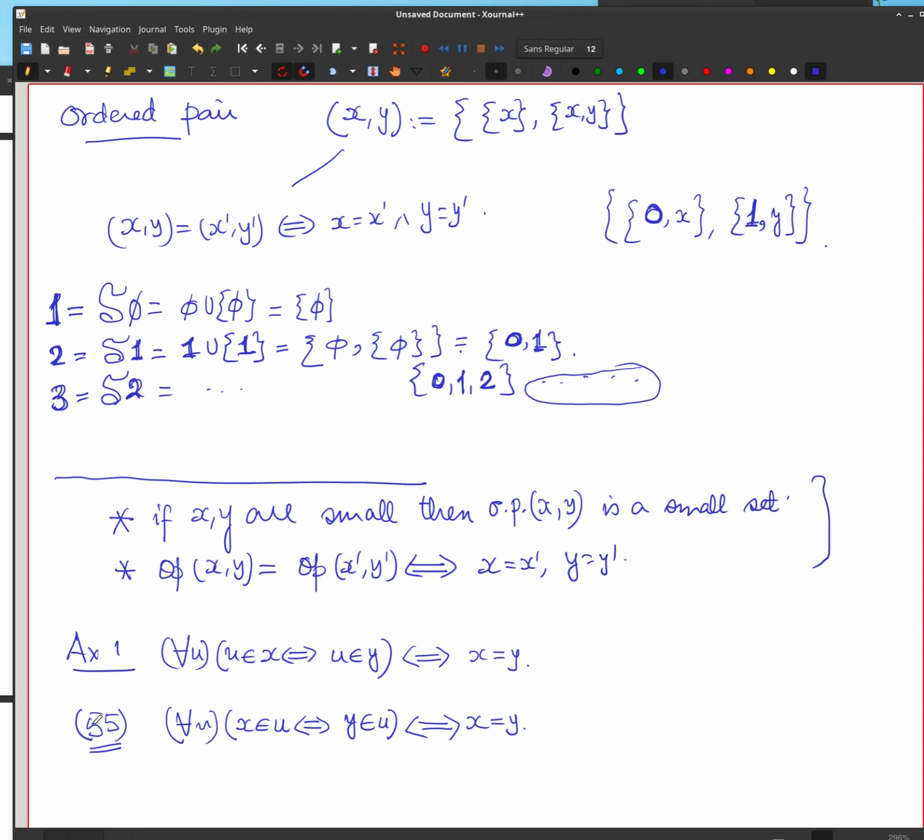So it says, when you are saying for all u, x belongs to u if and only if y belongs to u, well, therefore you have automatically made this statement for only small sets x and y, right? Correct? So over here, x and y are both small.